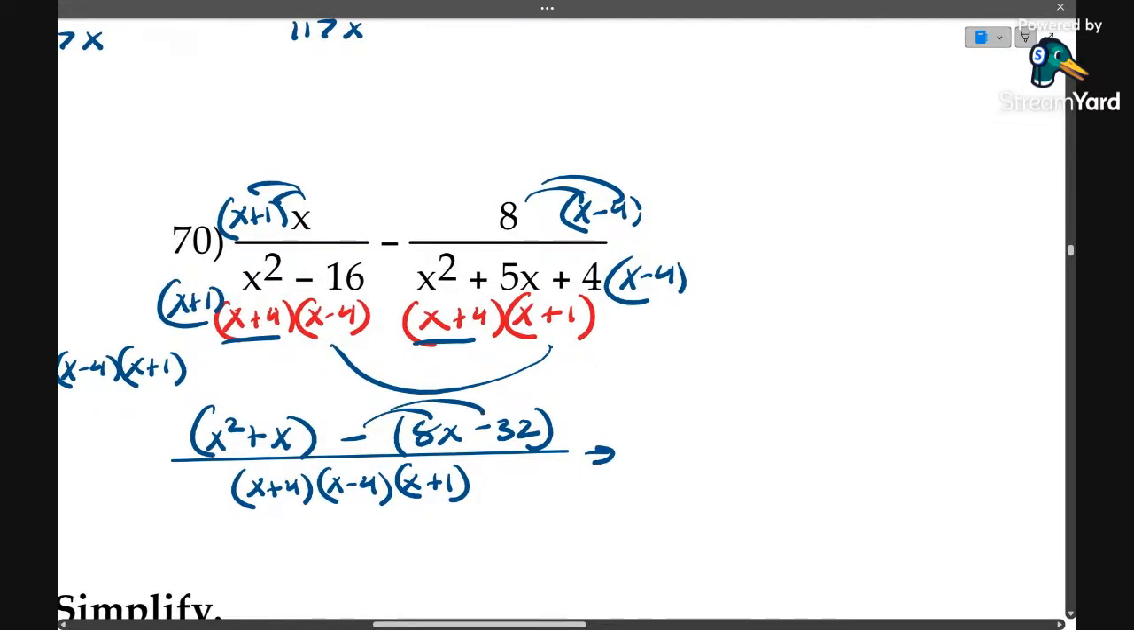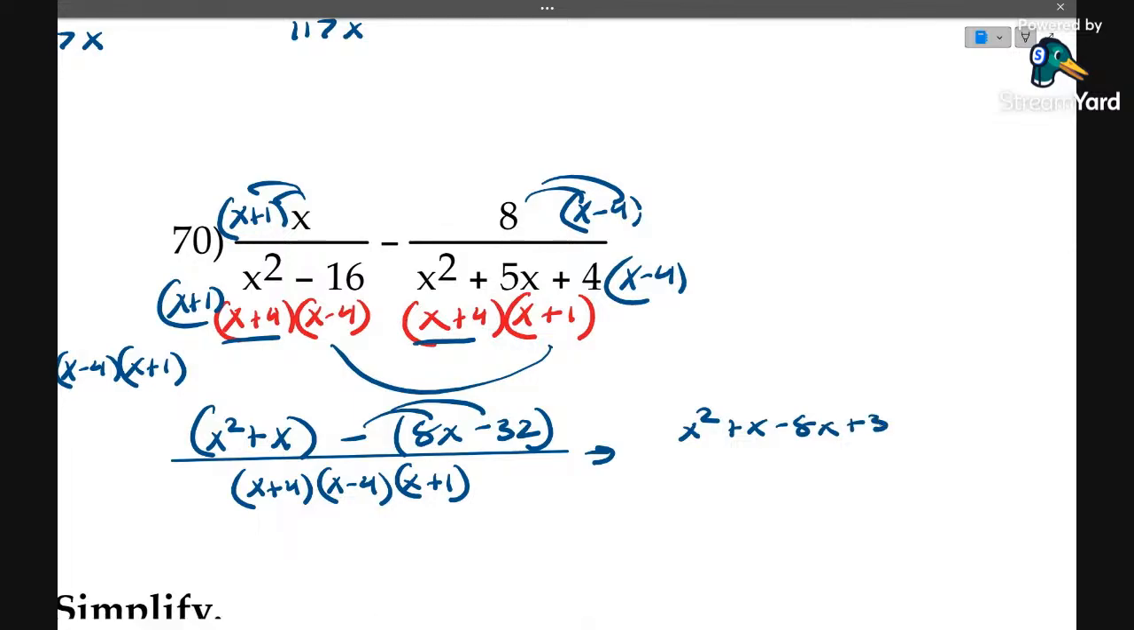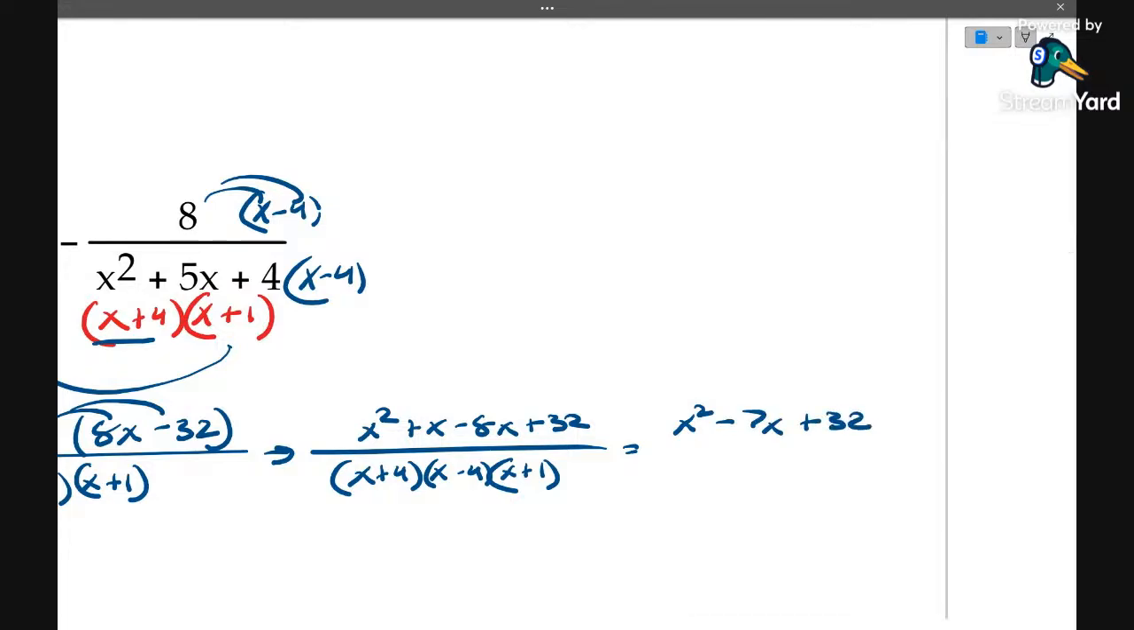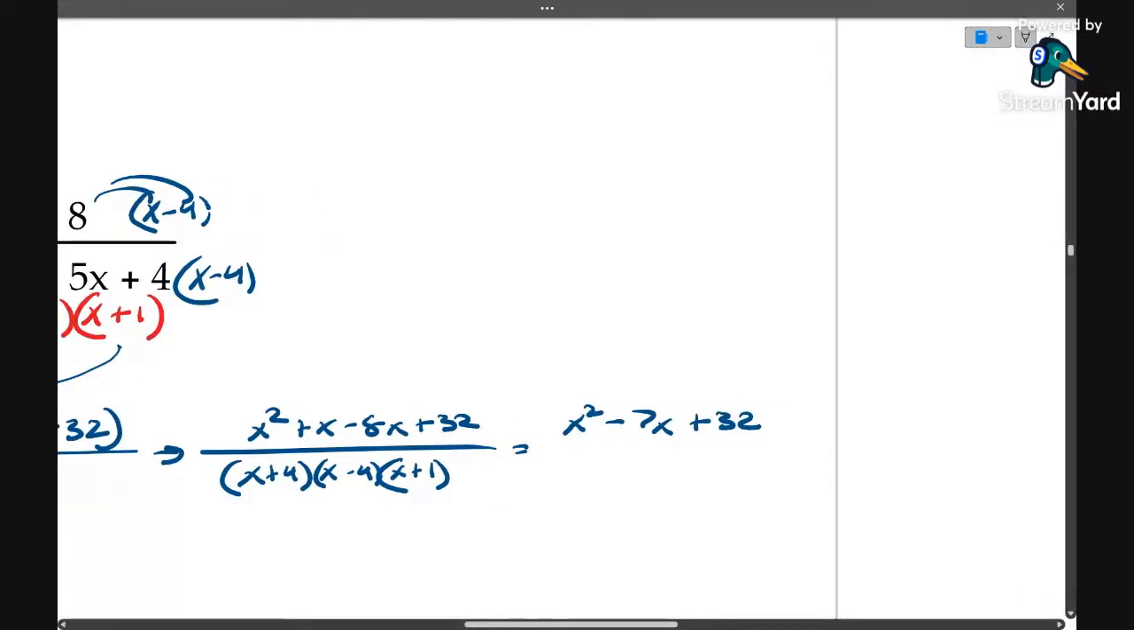Distribute the negative, x squared plus x minus 8x plus 32 over the common denominator. Combine like terms: x squared minus 7x plus 32. We want to check to see if we can factor our numerator.